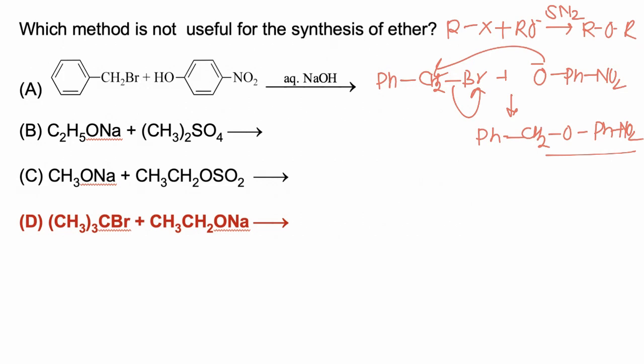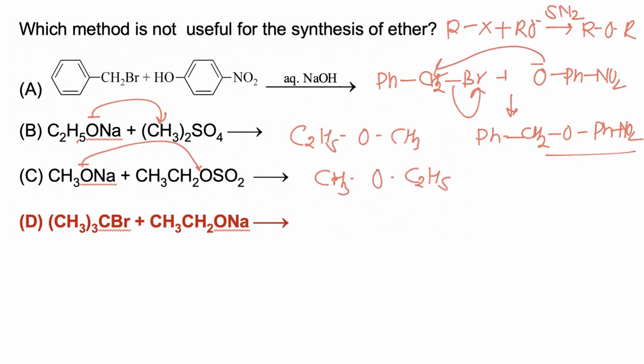Now in the second case, C2H5O negative acts as a nucleophile. It will attack on this carbon, and C2H5OCH3 will be formed as a product. In the third case, again CH3O negative acts as a nucleophile, and OSO2 will be removed. So CH3OC2H5 will be formed as a product.